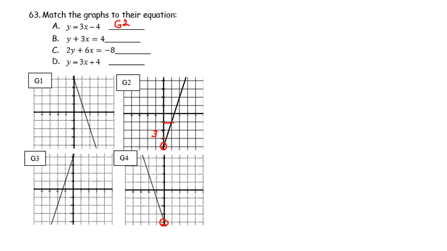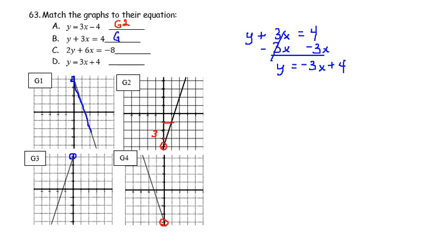Okay, the next one says, this one's not in slope-intercept form. So we've got y plus 3x equals 4. So what we need to do is put it into slope-intercept form by subtracting 3x on both sides. That gives us y equals -3x plus 4. So now we've got a y-intercept of +4, just like G1 and G3, but this one has a negative slope. And notice on G1, our line is going down. That's a negative slope. So G1 is letter B.